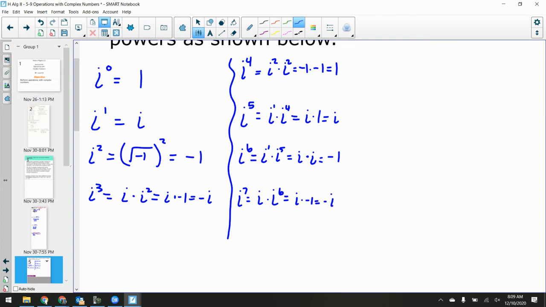But why have the first 4? So take a look at what we have: i to the fourth, fifth, sixth, seventh. 1, i, negative 1, negative i. Just like we had with i to the 0 through i to the third.